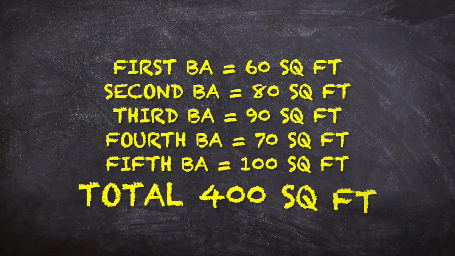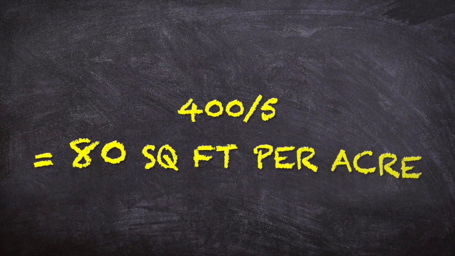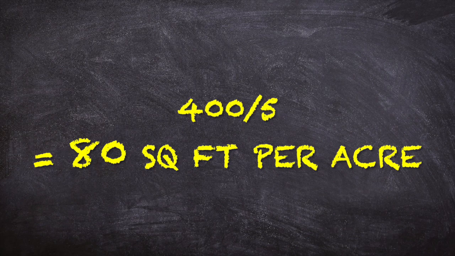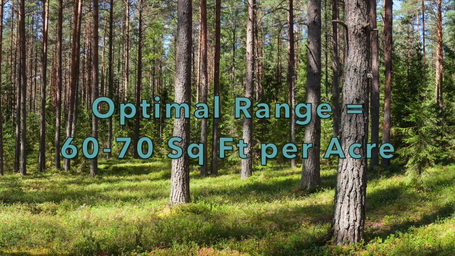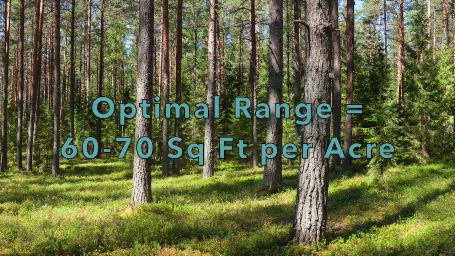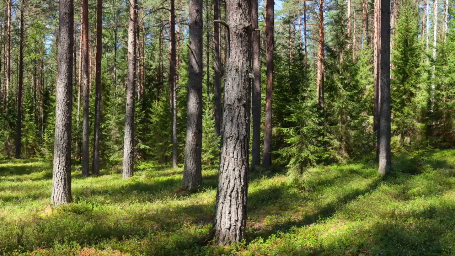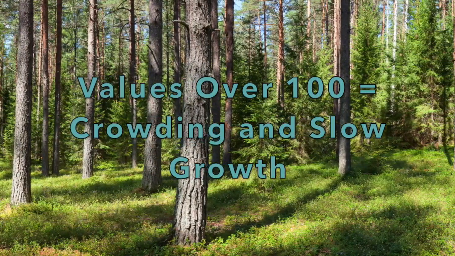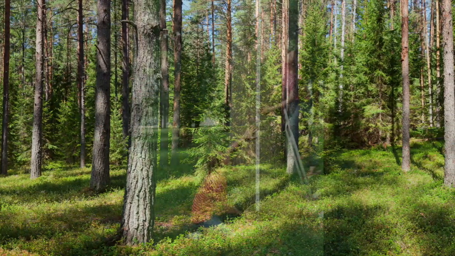For example, if you sample 5 points in the tree stand and average the basal area for it, it looks like this. Therefore, the average basal area is 400 divided by 5, which equals 80 square feet per acre. The optimal range for the basal area is from 60 to 70 square feet per acre. Values lower than this do not favor timber growth, while values greater than 100 indicate crowding and slow growth of trees due to competition for sunlight and nutrients.